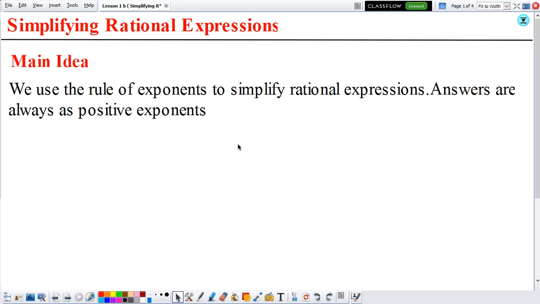Today, we will see how do we simplify rational expressions? How can we simplify expressions that are written in fraction form? Now, the main idea here is that we are going to use the rule of exponents to simplify rational expressions. And one thing to always consider is that the answers always need to be written with positive exponents. So we will use the rule of exponents to rewrite the expression. And once you rewrite the expression, you got to remember that your answers need to be written in positive exponent form. So let's get started.